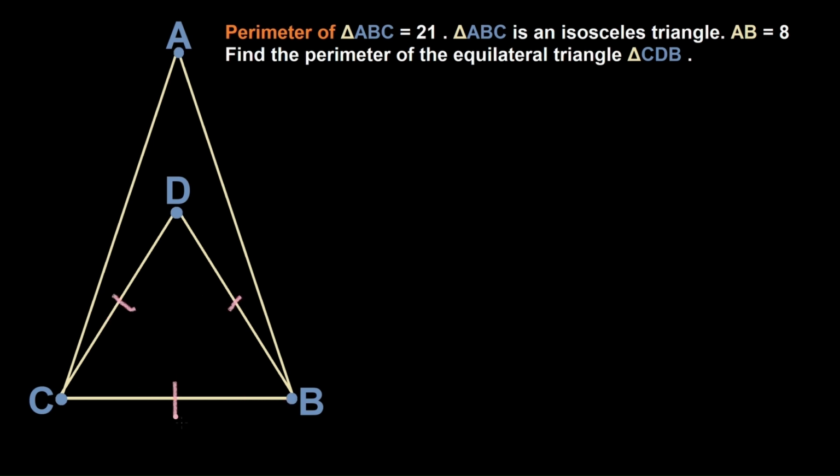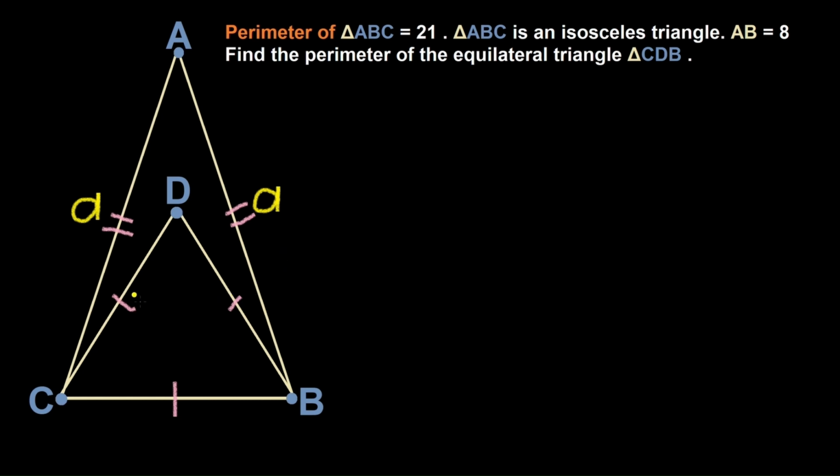These three sides are the same. Now that we know that ABC is an isosceles triangle, we should be able to deduce that these are its equal sides. So let's name AC and AB as A, because they are equal to each other.